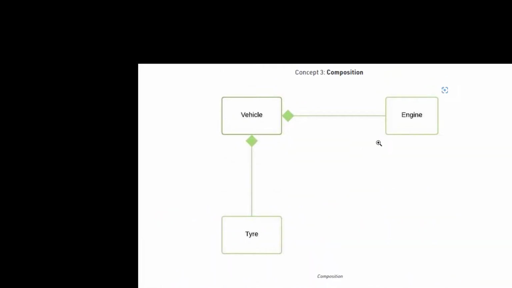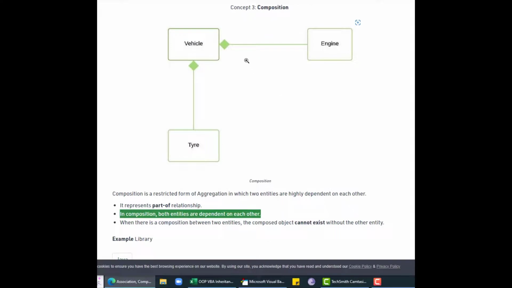Again, if we think from that perspective, the engine cannot exist without a vehicle. So when there is a composition between two entities, the composed object cannot exist without the other entity. That means this vehicle cannot exist without engine and tire. If we have strong coupling or strong dependency on another object, that is composition. But if this object can exist without depending on another object, that is aggregation.